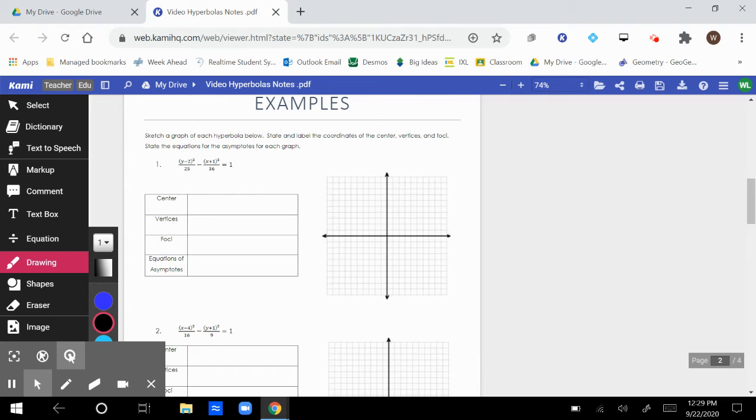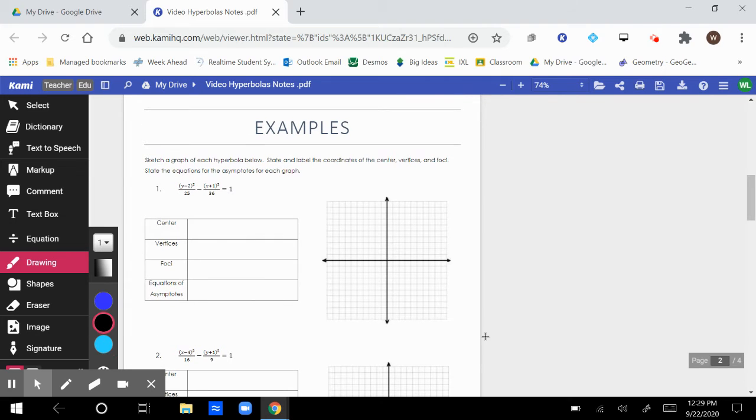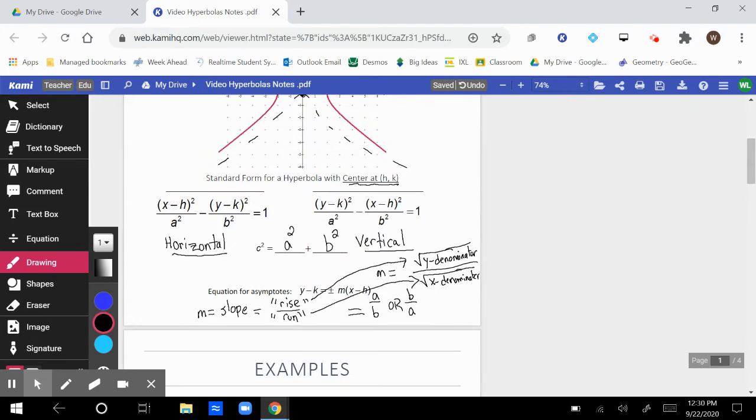All right, guys, so I want to try number 1 here in this video. We're going to do the rest in class tomorrow. So sketch a graph of the hyperbola. The first thing is the center point. Remember, your center is (h, k). But I want you to be very careful here. h is always what's subtracted from x. Notice on the right here, x didn't come first, y came first. So h is what's subtracted from x.